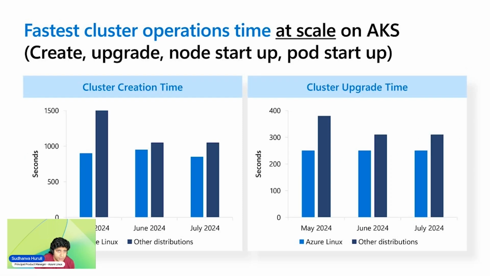In addition to that, here's a graph that shows some of the faster cluster operations time at scale on AKS. So on cluster creation, Azure Linux versus other distributions, and cluster upgrade time of Azure Linux versus other distributions. It's a sizable difference that we see. And this type of monitoring is something that we have over the course of months, so we can see changes. If there's a dip or an increase in the Azure Linux time, we'll investigate why that happened.